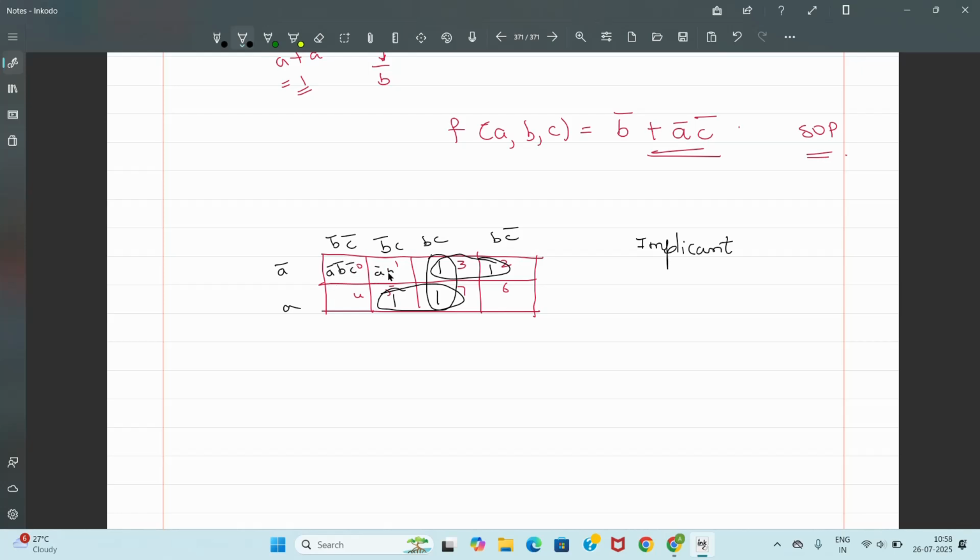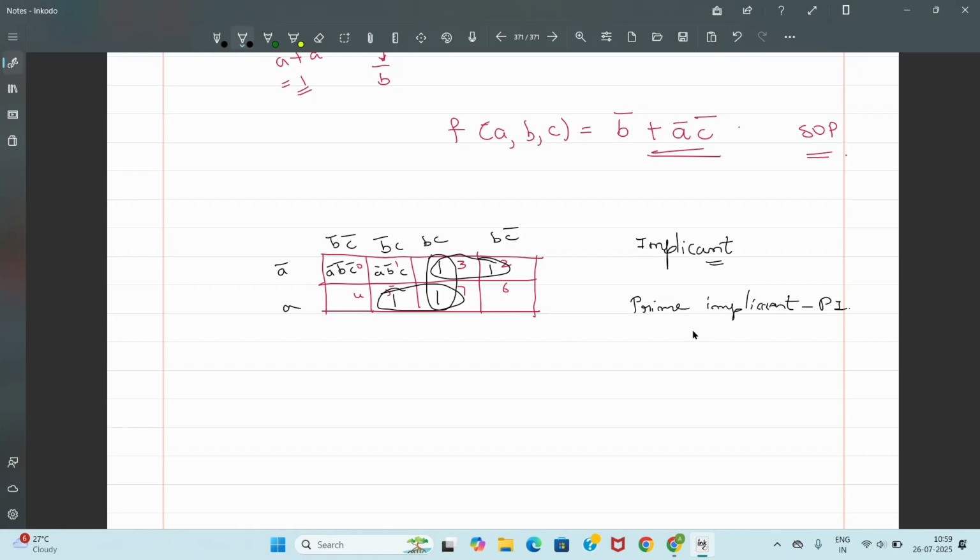Similarly, here you have A bar, B bar, C. This is also an implicant. So individual cell terms that you have, all of them are called implicants. The second one is prime implicant, or PI. Prime implicant means what are the possible ways in which you can group them? All those possible group equations are called prime implicants.